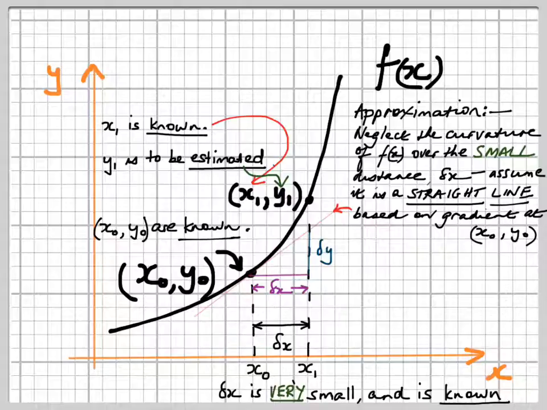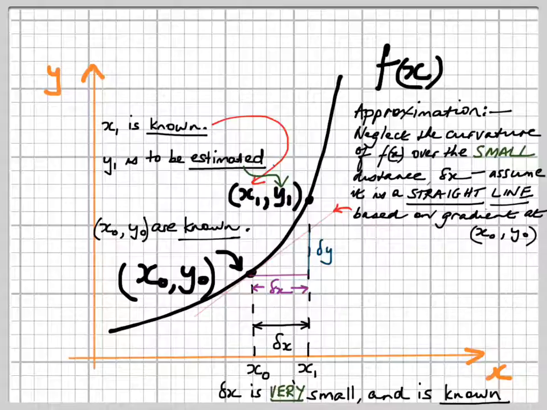Now, you happen to know what both of those are if you know what the function of x is. Because if you know the function of x, presumably you can find the gradient function of that function, and therefore you can plug the value of x0 into that gradient function and get the actual numerical gradient at point x0, y0, okay?